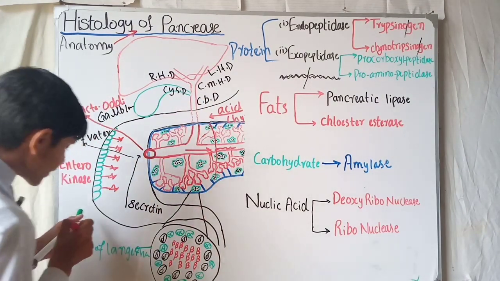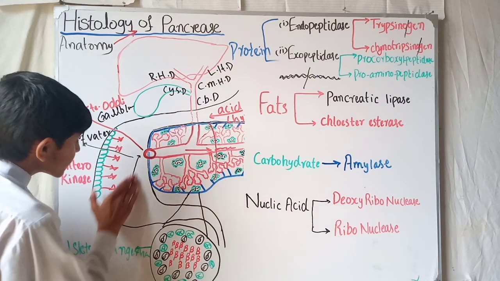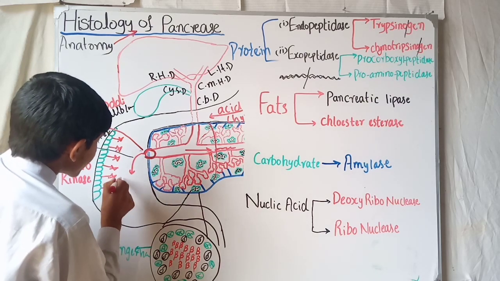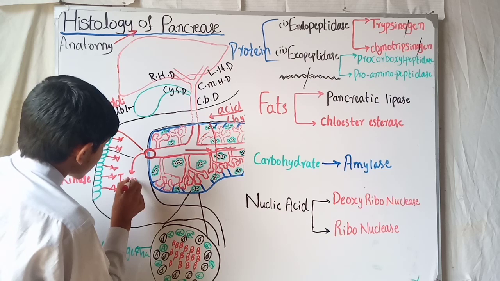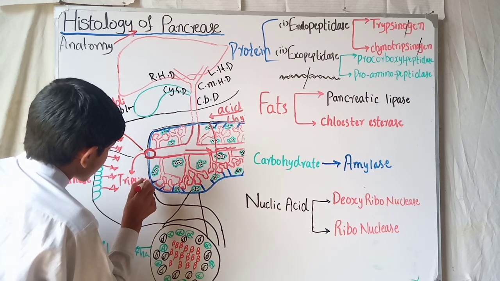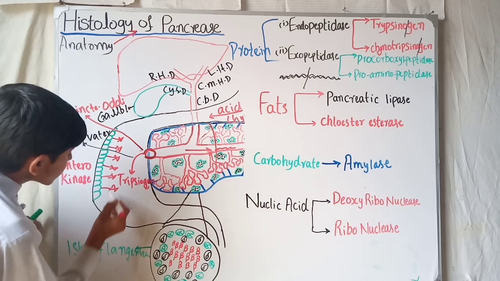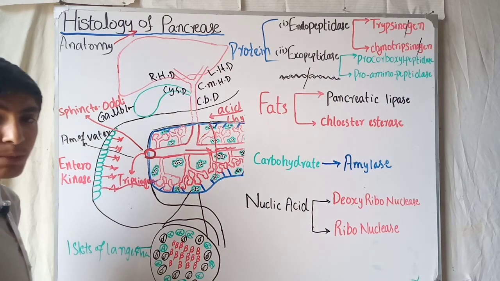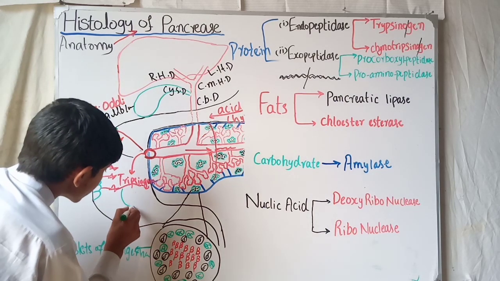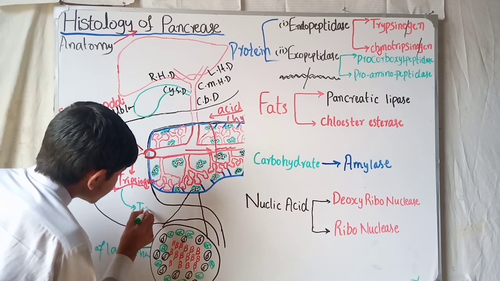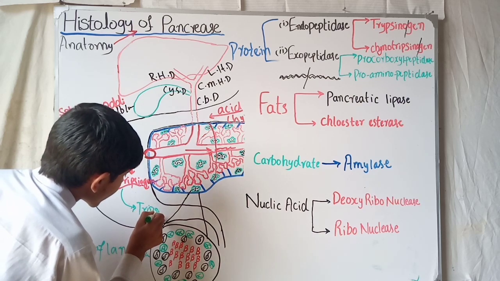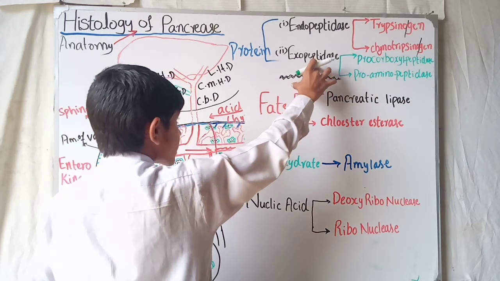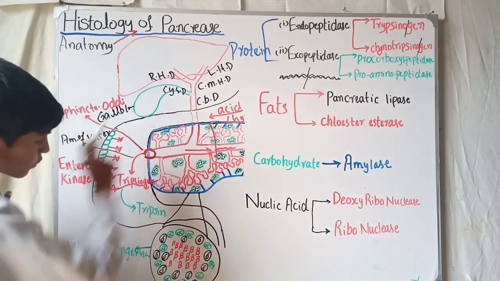So trypsinogen comes out, the enterokinase acts on it and converts it into trypsin, the active form. Then trypsin is able to act on the large protein molecules and convert them into peptide chains or amino acid chains in the duodenum.